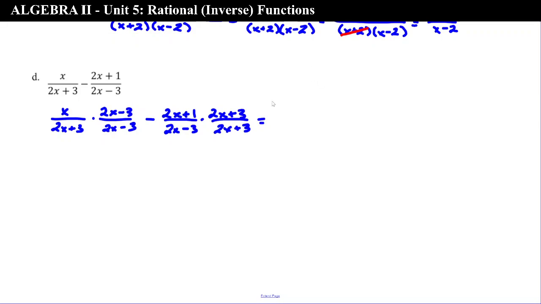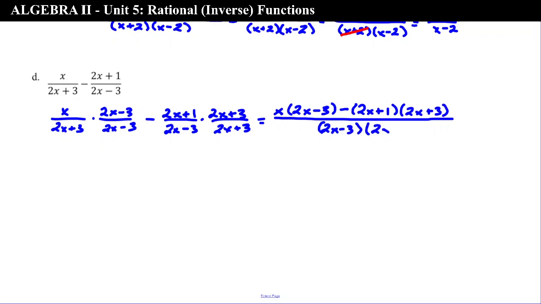So that gives us, in the first, x times 2x minus 3 minus 2x plus 1 times 2x plus 3. All of that's going to be over our new common denominator, which is 2x minus 3, 2x plus 3. Okay, now let's distribute out some of our top part to see if we can end up with a new trinomial.